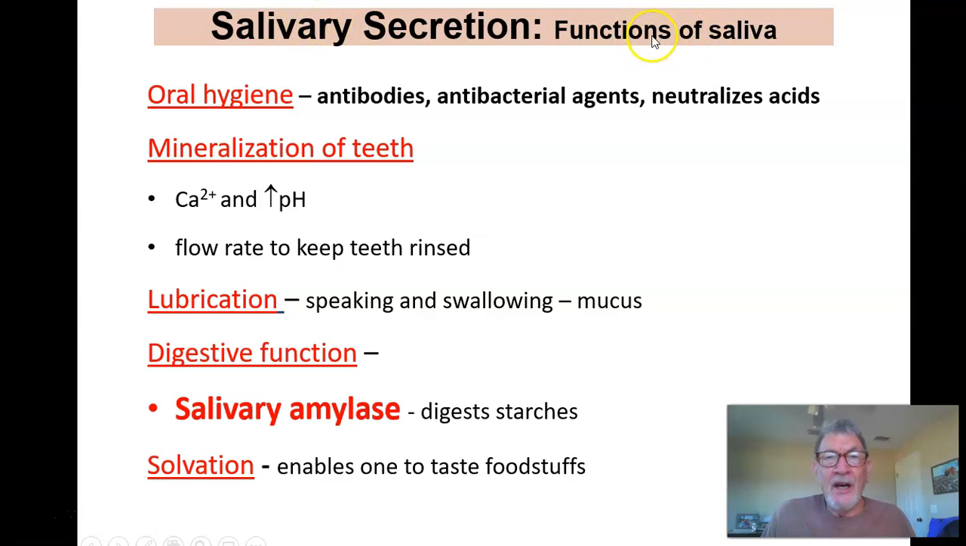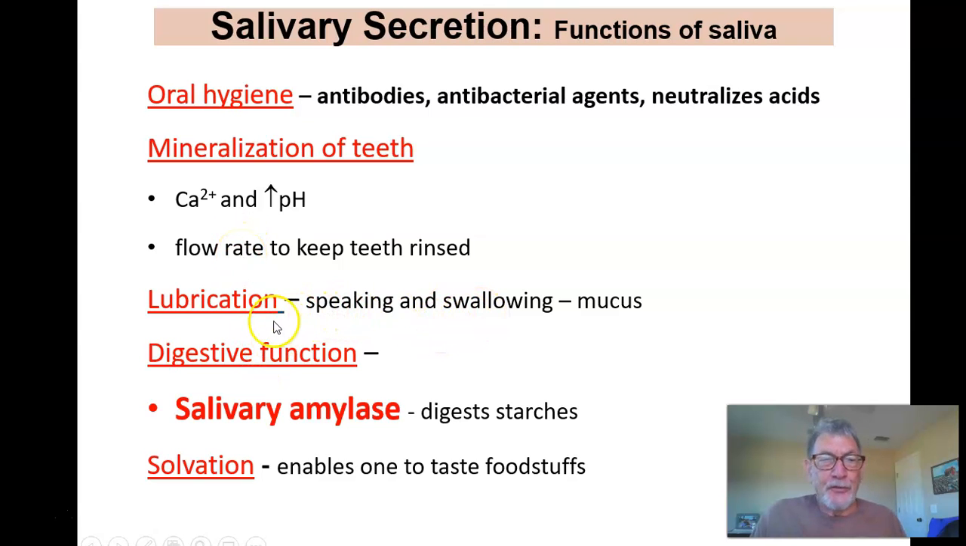Now the things that it does, it has antibodies in it and antibacterials to try to keep the bacteria from making it from your mouth into your body to keep you safe. It also neutralizes acid. It does have bicarbonate in it to take the acidity in your mouth down somewhat. It winds up still being slightly acidic, but you add bicarbonate that makes it much more basic than it started out. It has calcium to keep your teeth mineralized. It washes your teeth, to try to keep your teeth from rotting out of your head.